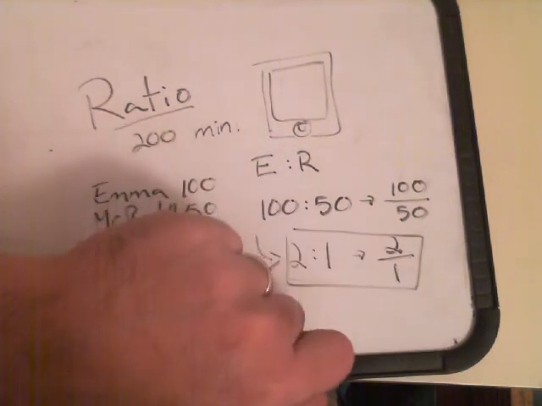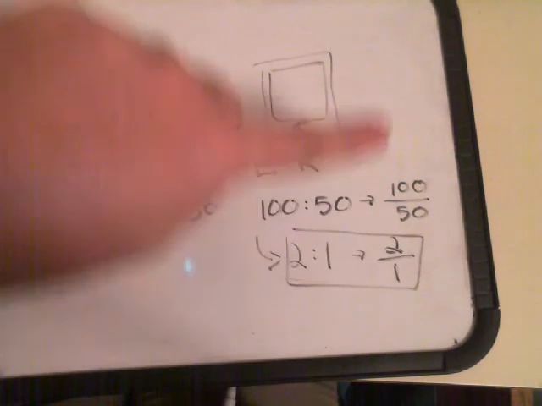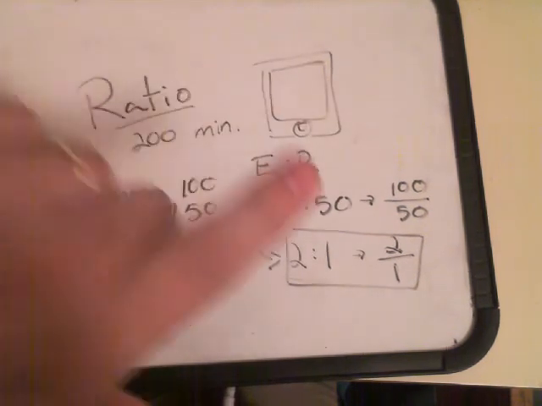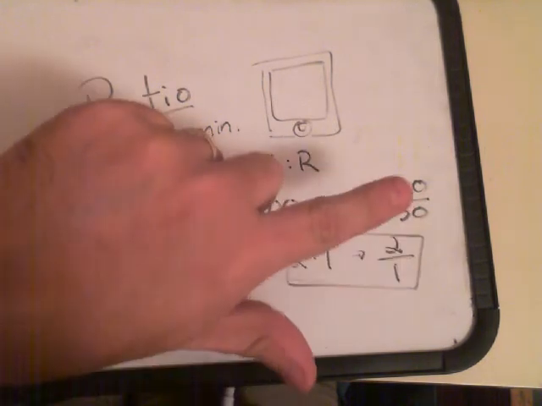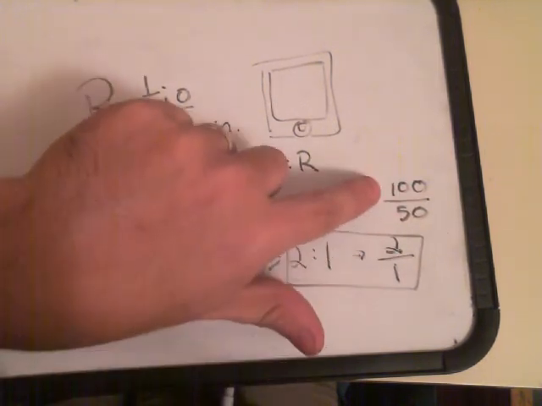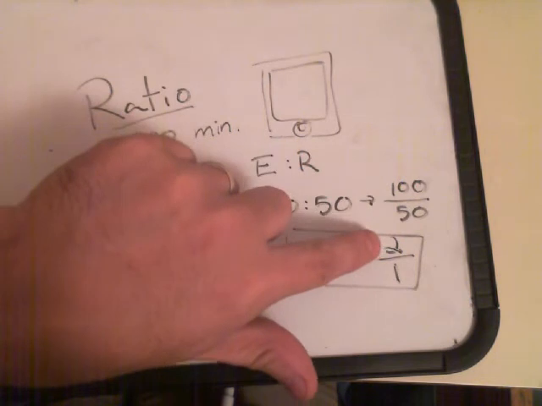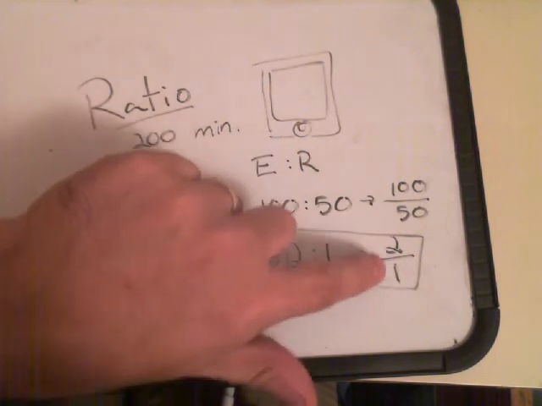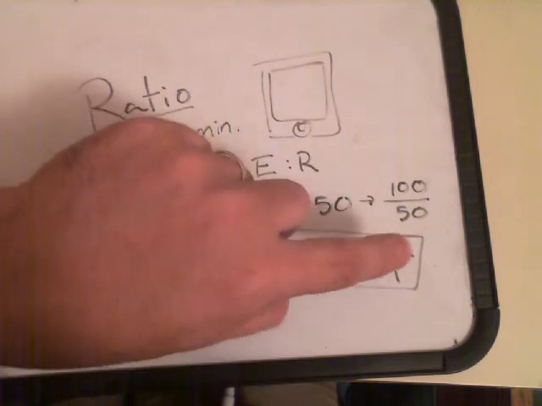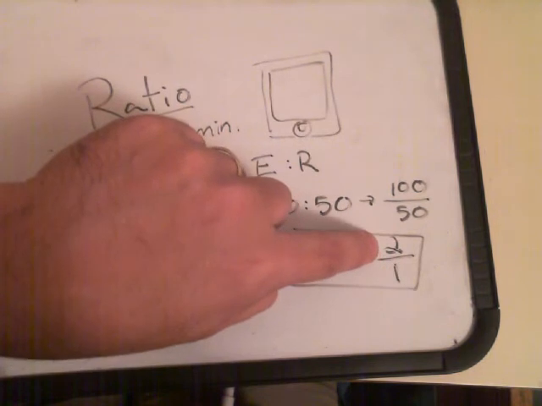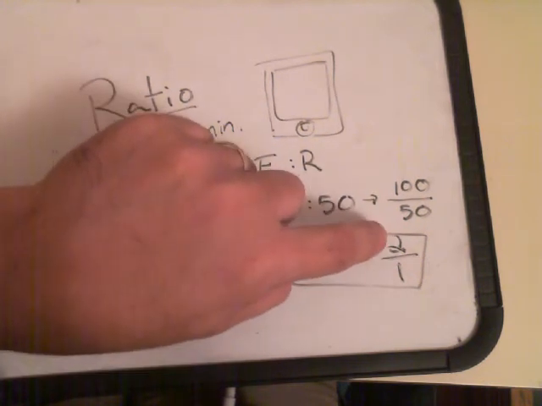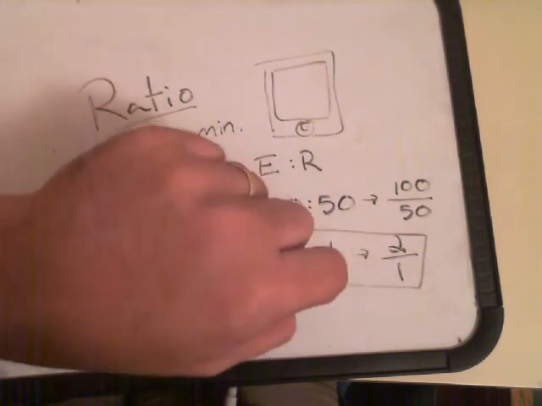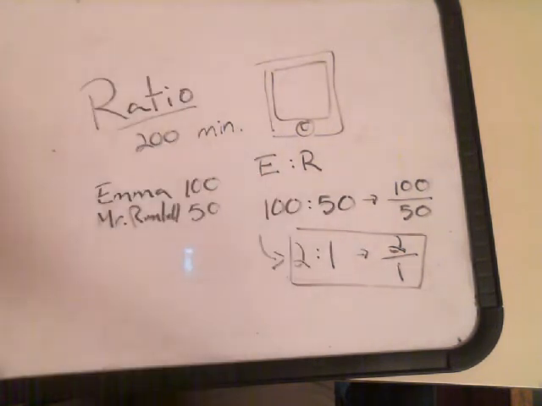That would be very little amount of time talking to Emma in a month. But what I'm trying to get at is the comparison between the two amounts, not the actual amounts. This would be the actual amounts, but in terms of a comparison, this is a much more powerful way of expressing it. It means for every 2 minutes I speak to Emma, I speak 1 minute to Mr. Rumble. So a person would know right away that I speak double with Emma than what I do with Mr. Rumble, right? And of course this can go backwards.